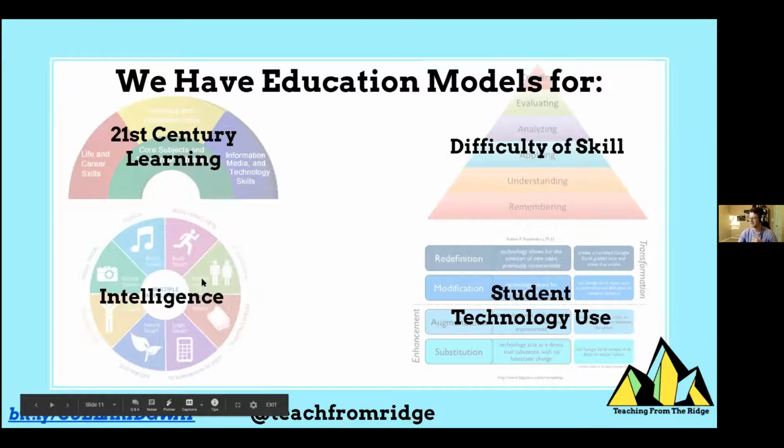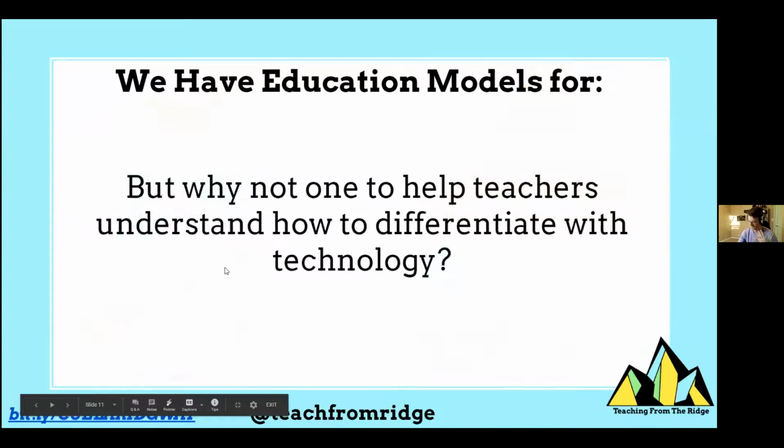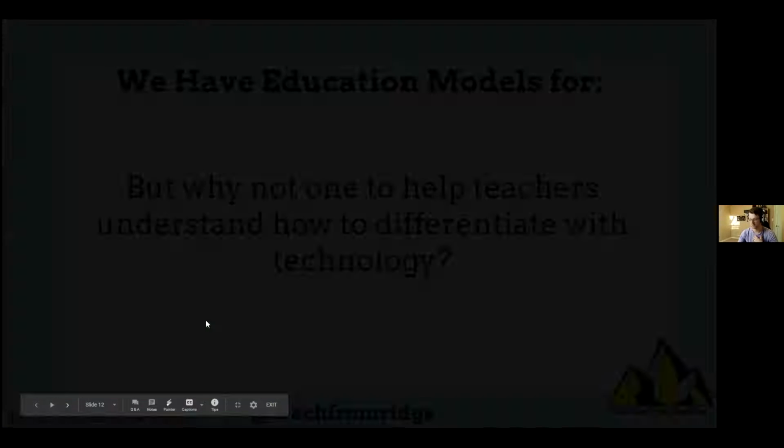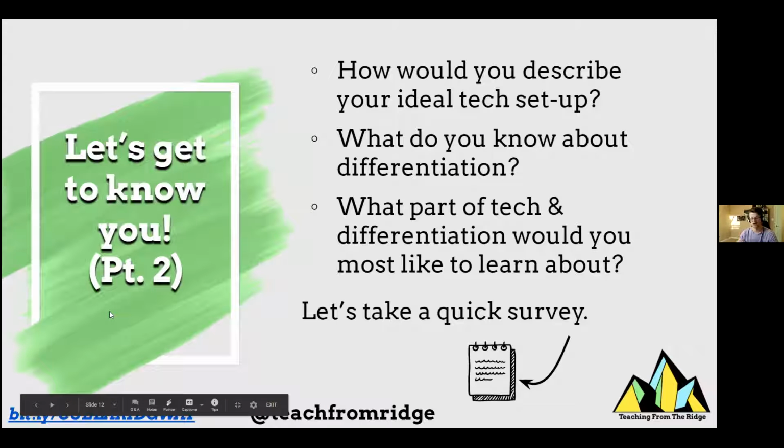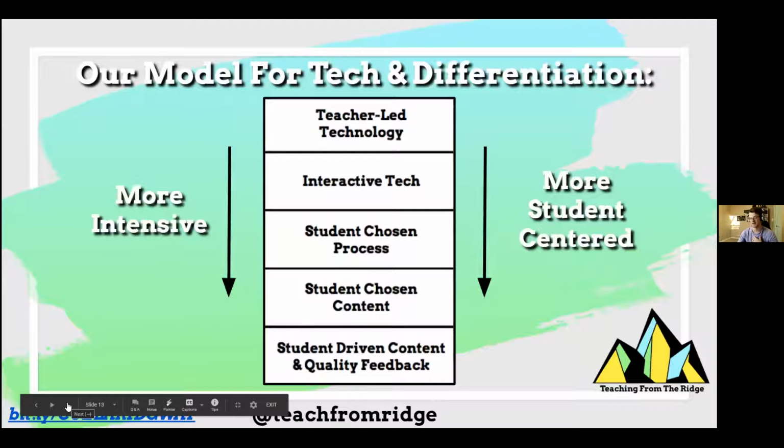So we have Gardner's multiple intelligences. We have SAMR. We have DOK. We have Bloom's in some cases that people like. We in the book wanted to come up with a model for how teachers could differentiate in the classroom, specifically with technology. And with that, there is a survey right here you can take, and it gives you some points that you can score yourself on with this scale here.